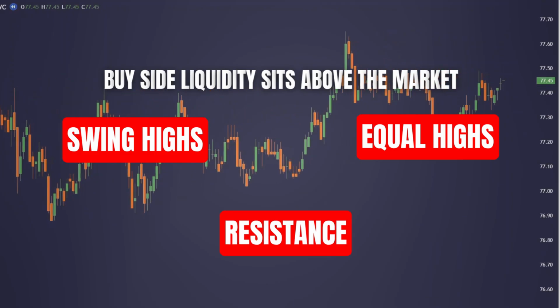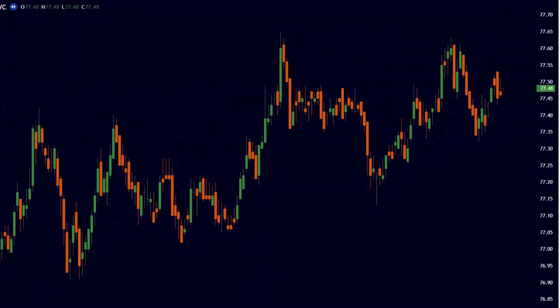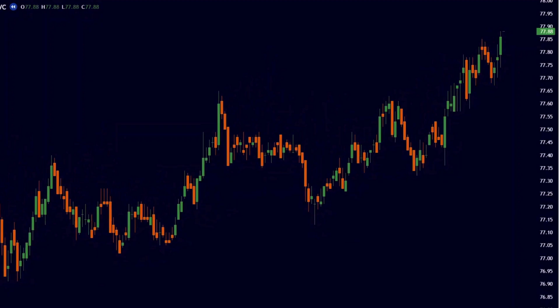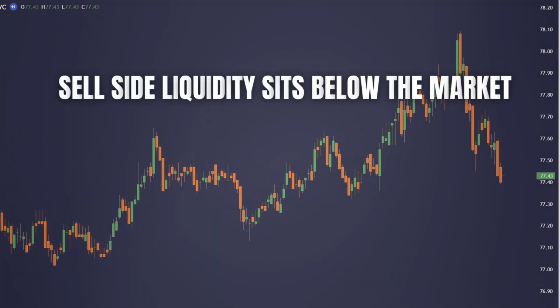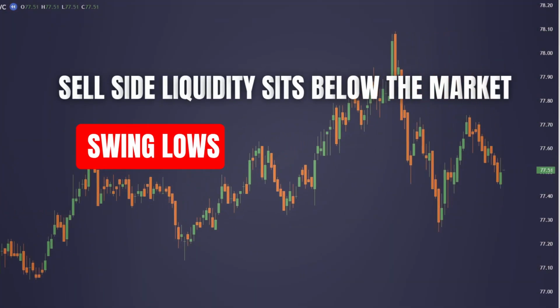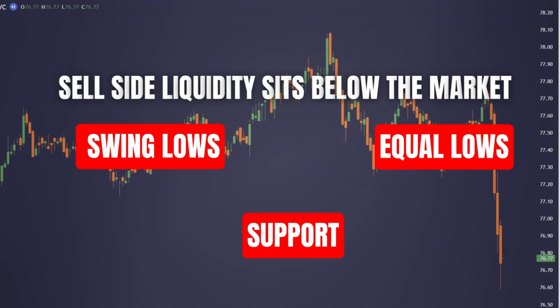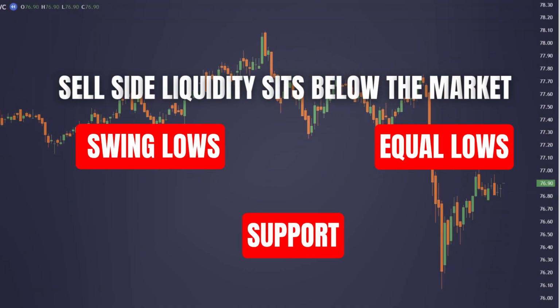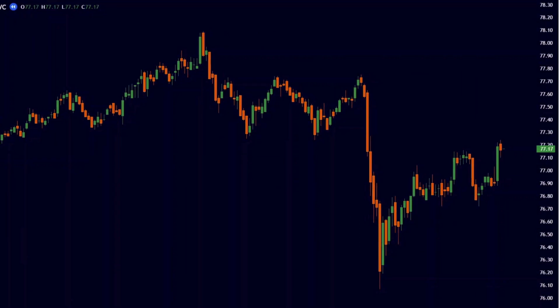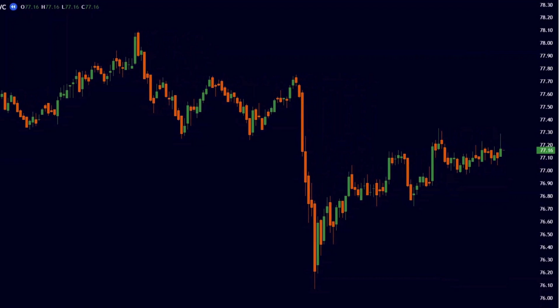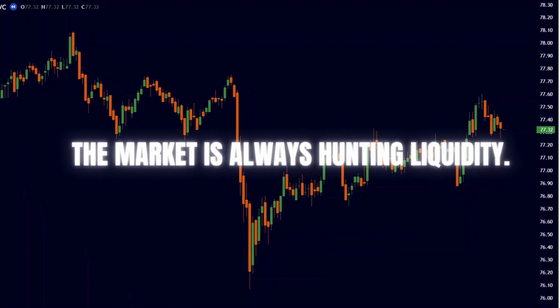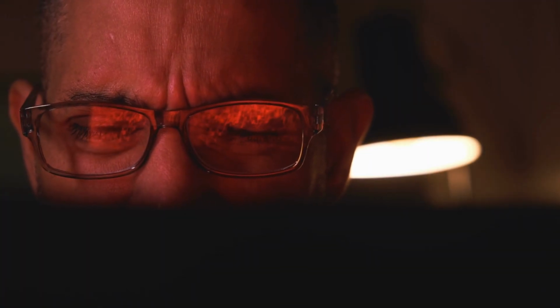When price sweeps buy side liquidity and reverses, institutions have been selling into the buying pressure. Sell side liquidity sits below the market, below swing lows, equal lows, and support. When price sweeps sell side liquidity and reverses, institutions have been buying into the selling pressure. The market is always hunting liquidity. Once you can see where the pools are, you stop being surprised by the moves that take out your stops.